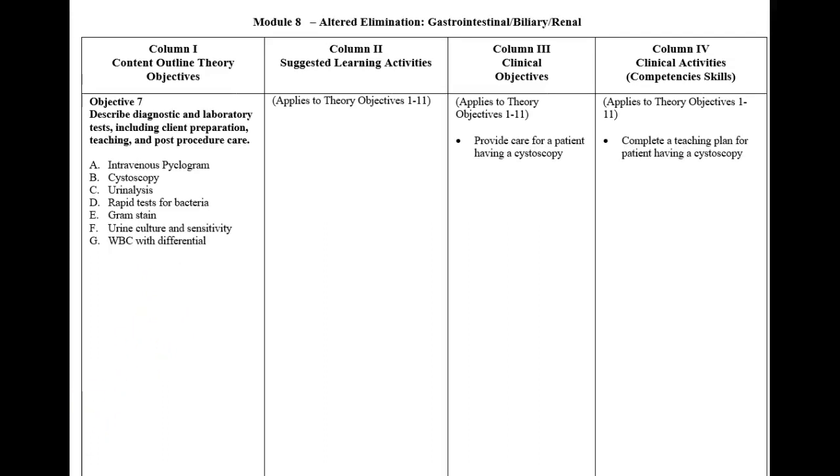Also in your chapter readings, you're going to go over objective 7. I want you to just be familiar with all the different types of exams we do regarding our urinary system. So, different types of exams. We have the pyelogram, the cystoscopy, urinalysis, and all the others here.